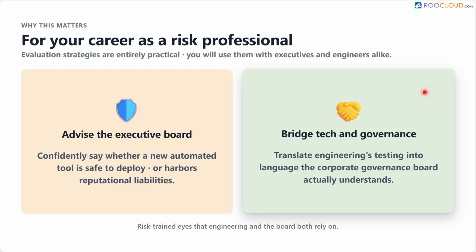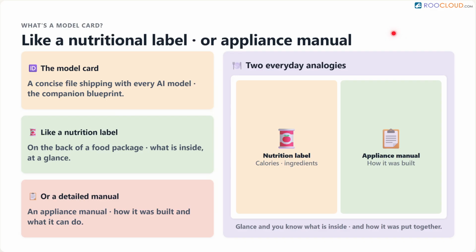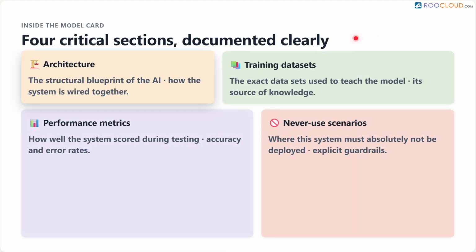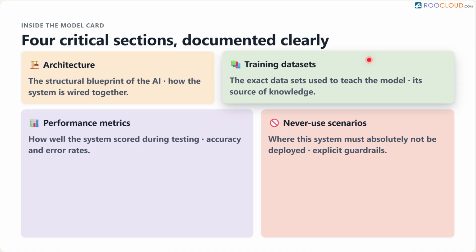The first major concept we must understand is the model card. To explain this simply, a model card acts exactly like the nutritional label on the back of a food package or a detailed appliance manual. Instead of listing calories and ingredients, it lists the structural blueprint of the artificial intelligence, which we call its architecture, along with the specific datasets used to teach it.